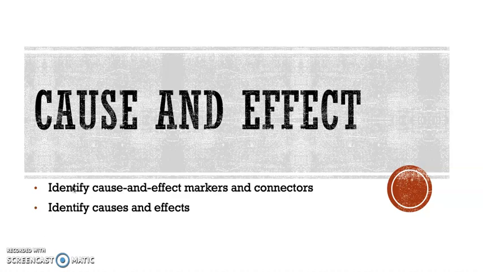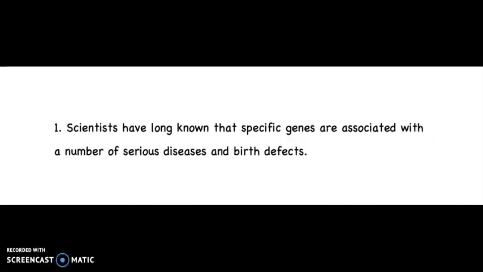In part 1, we looked at cause and effect markers and connectors. Now we're going to identify them in sentences and find the causes and effects in the sentences. So let's look at this example. I'm going to read the sentence. Then we're going to identify a cause and effect marker or connector that's inside of the sentence. Then we're going to identify the cause and the effect.